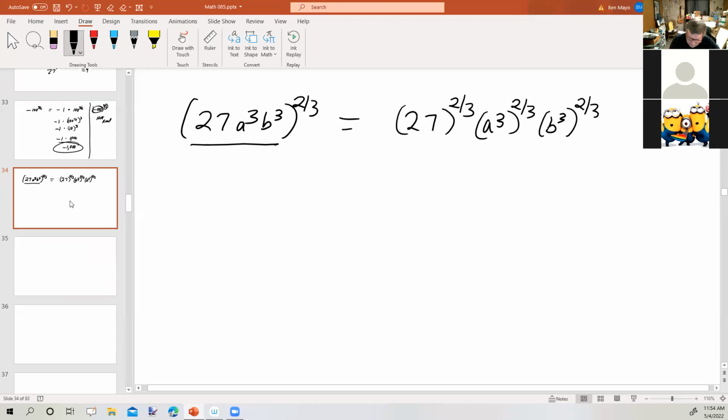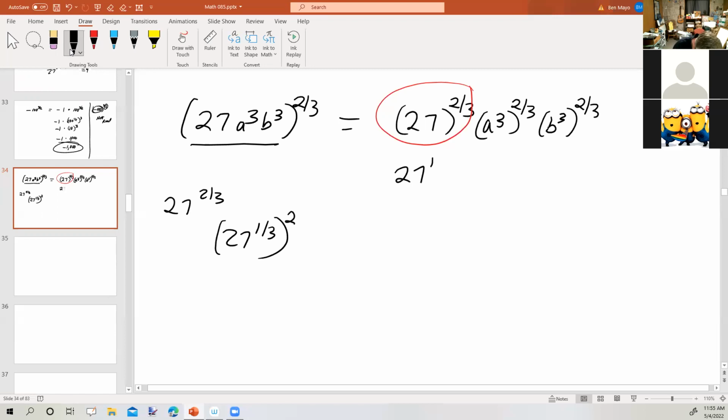Yes. All right. Now I'm going to take the 27 to the 2/3 power and I'm going to split it apart and do the root and then the exponent. 27 to the 1/3 power, the cube root of 27 is 3. That's squared, so that's going to give me 9.